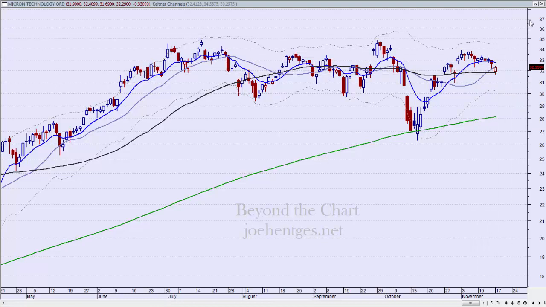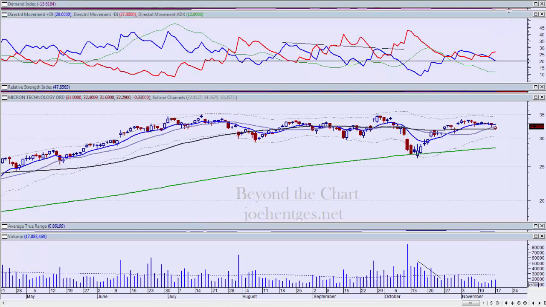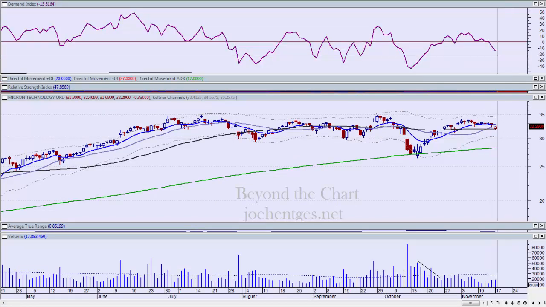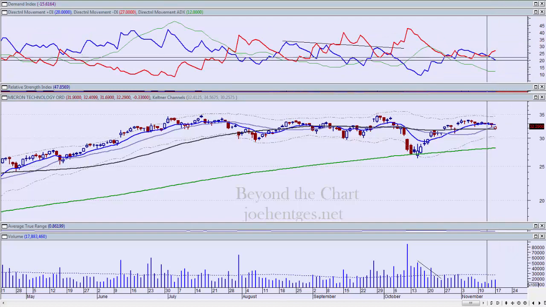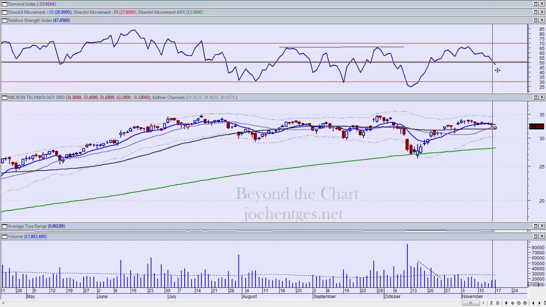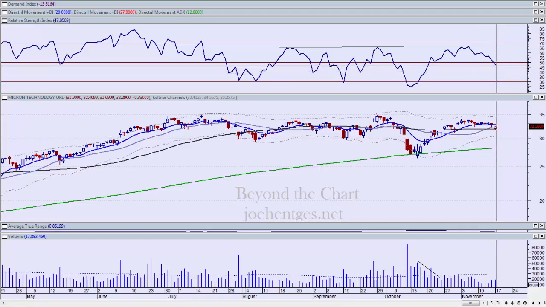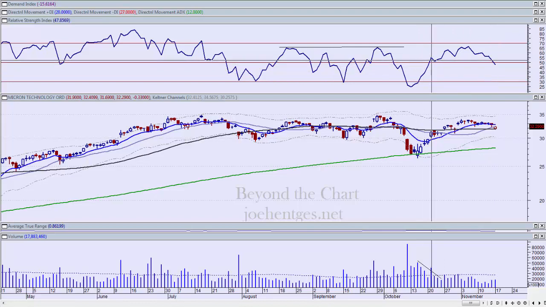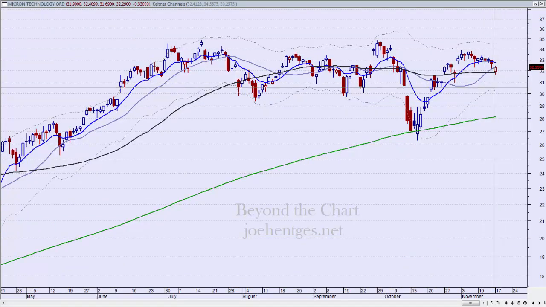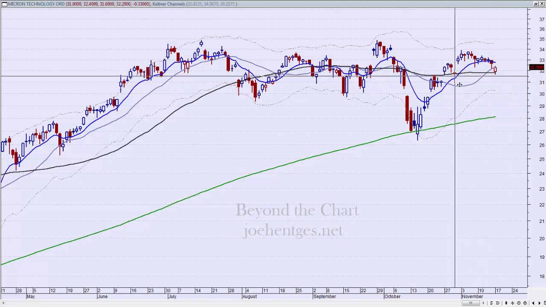So let's take a look at the indicators. Start off with the demand index. Demand index has gone negative. The DI minus is greater than DI plus. And the RSI is now gone below 50. I like to see it below 50 when I'm looking to sell or buy puts. And I like to see it over 50 when I'm buying calls. That's the ideal situation. So anyway, right now that's accommodating us. So we're going to look to see if we can get in and catch a little move here. So that's it for tonight, Micron Technologies.